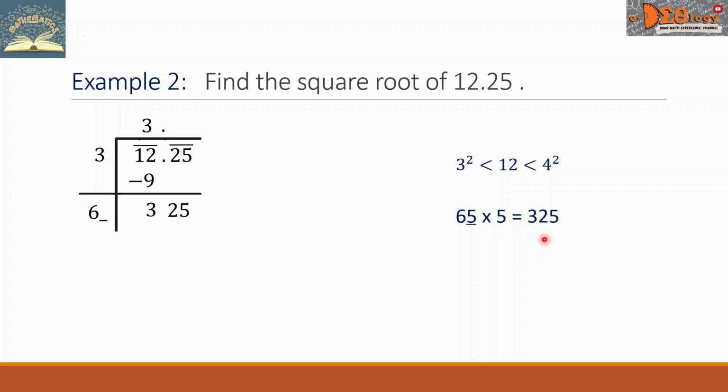And the answer is 325, which is equal to the new dividend. In that case, we write now the digit 5 here and also 5 on top of this number 25. Then we subtract 325 by this value here, 325. And the answer is 0. Since the answer is 0 and no more bar left on the number, we stop. Then we conclude that the square root of 12.25 equals 3.5.